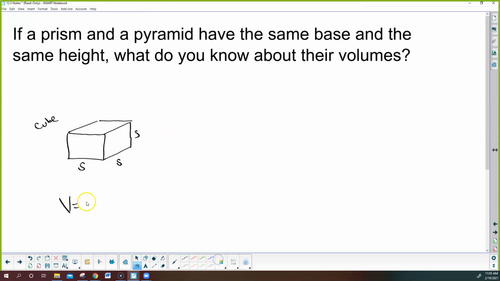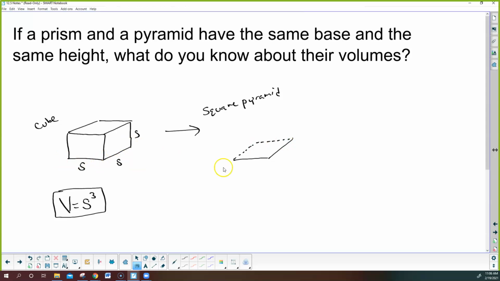Well, we've learned the volume of this one already. That's the area of the base times the height. So S times S times S. That would be side length cubed. But what if I turn that same base, so the square bottom, into a pyramid? Now here's where you got to use your imagination. Let's assume that I can create a perfect base as this one. So this length and this length are the same. So there's my side and my side.